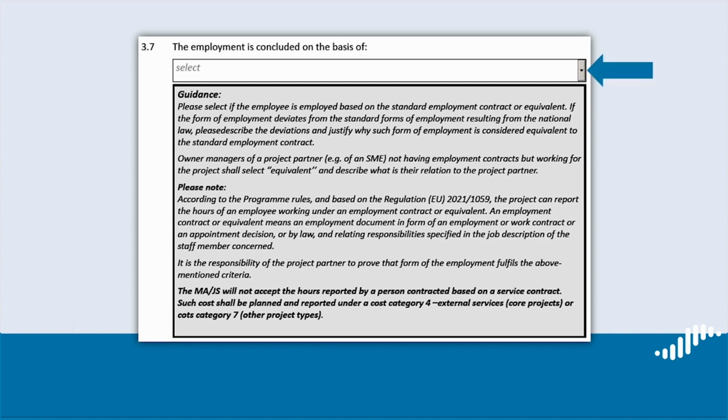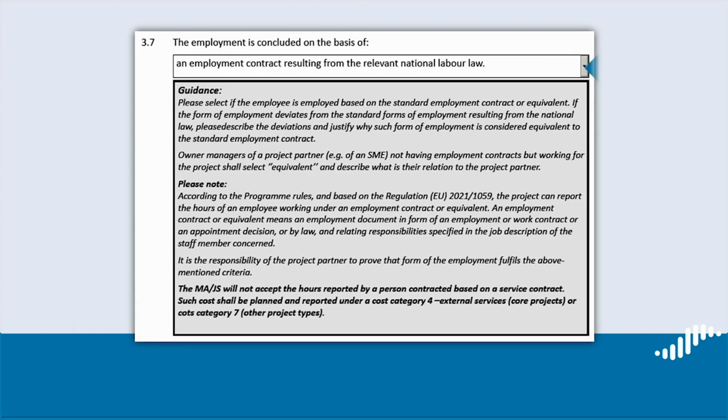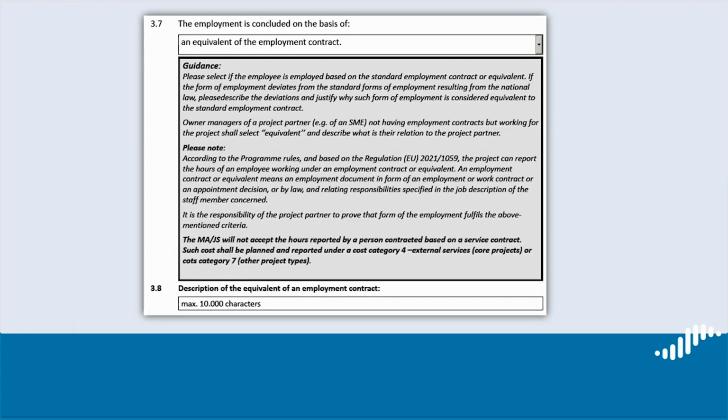In the field 3.7, please specify the type of employment. In most cases, you will select the first option, an employment contract resulting from the relevant national labor law. However, in exceptional cases, the second option might be relevant, which is the equivalent of the employment contract. If the second option is selected, the form will ask you to describe this equivalent of the employment contract further.